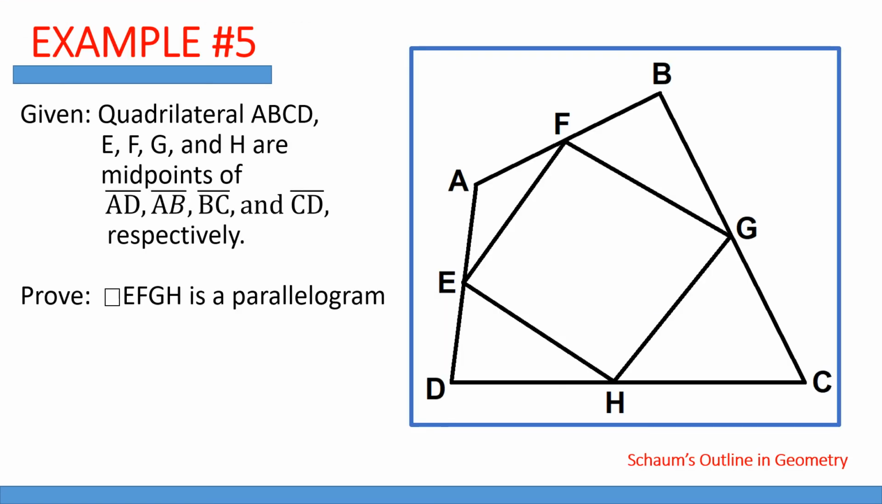Example number 5. Quadrilateral ABCD, E, F, G, and H are midpoints of line segment AD, AB, line segment BC, and line segment CD, respectively. Prove that quadrilateral EFGH is a parallelogram.